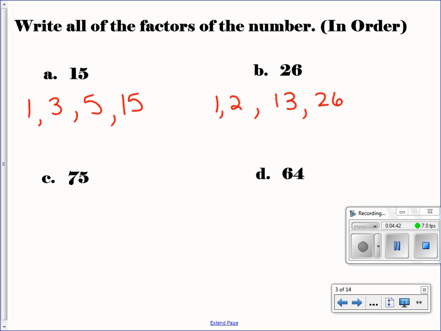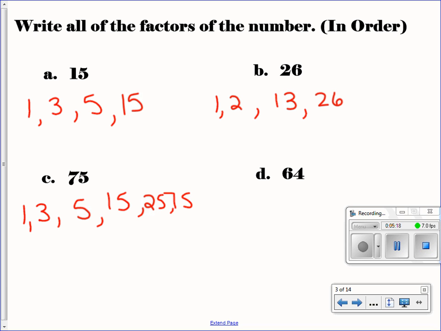So in 75, we have 1 and 75. So that I don't forget them, I'm going to do their little mates, what factor goes with it. 3 and 25. If you have 3/4, you have 75 cents. 5 and 15. So your factors of 75 are 1, 3, 5, 15, 25, and 75.